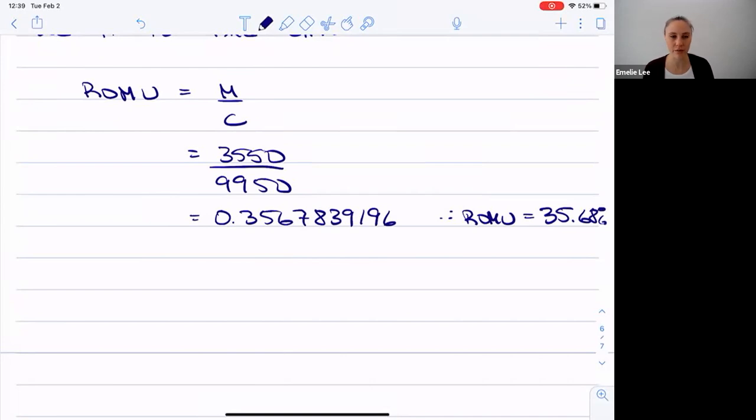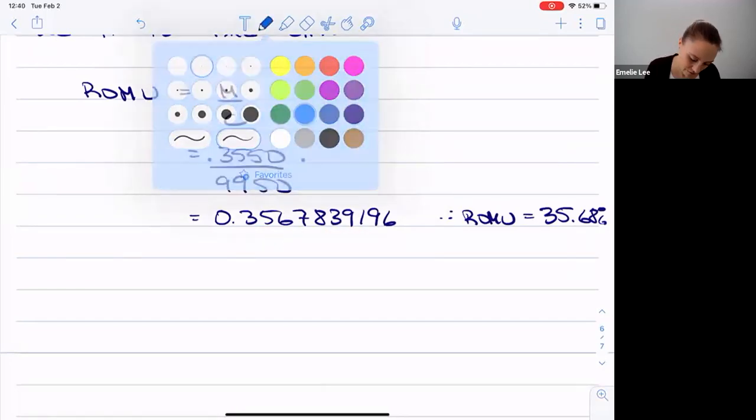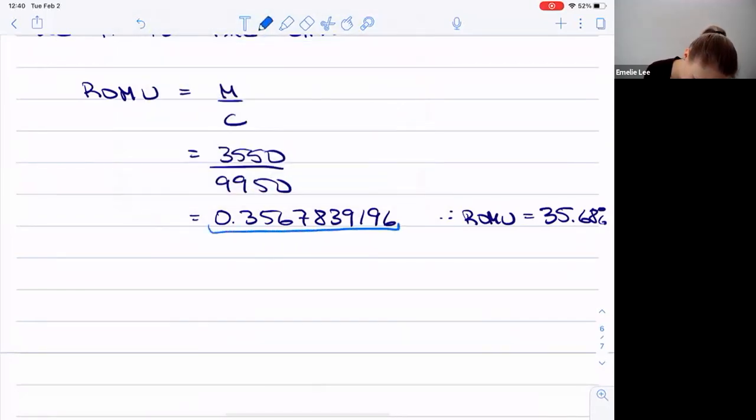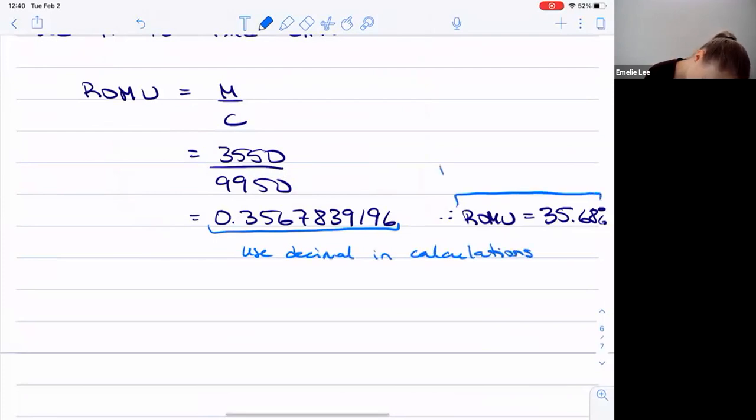The rate of the markup is 35.68%, rounding to 2 decimal places. But we use the decimal in our calculations, and report as a percentage.